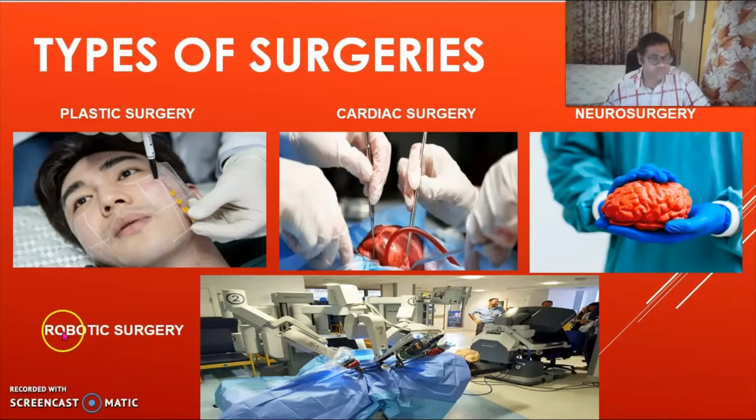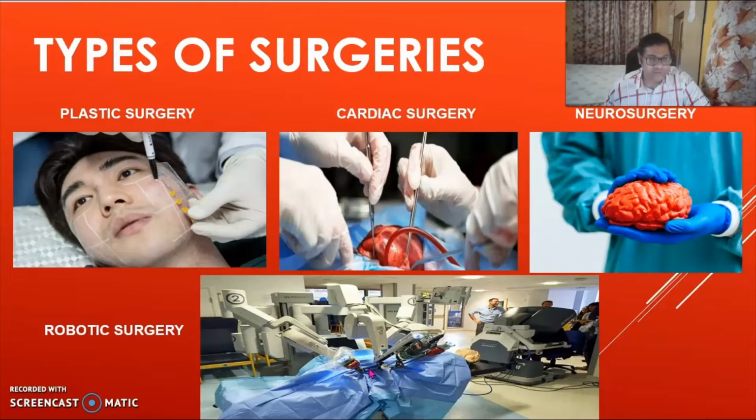And lastly, we come to robotic surgery. Robotic surgery, which is the latest form of surgery, is done by robots. Here you can see in the picture, robots are operating on the person, but it is controlled by an expert team of doctors. The doctors are here and they are controlling the robot.